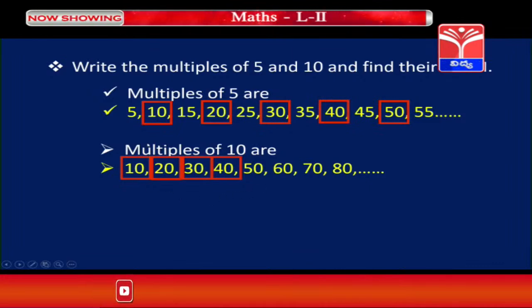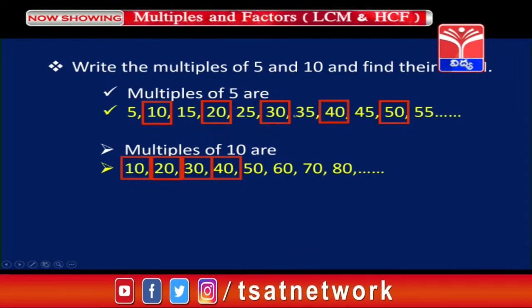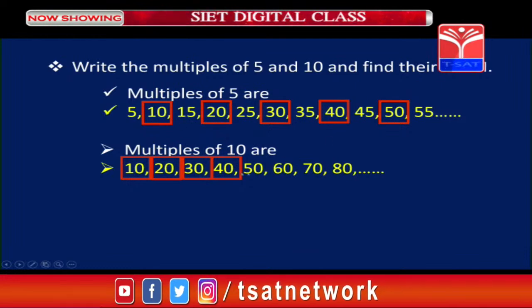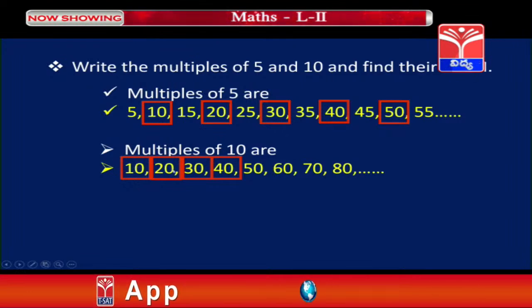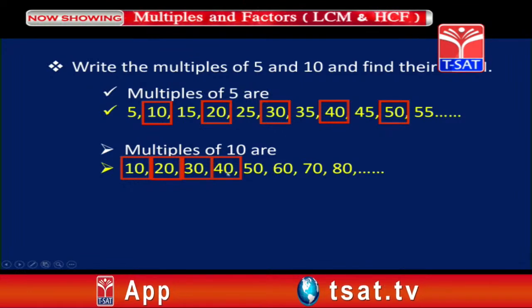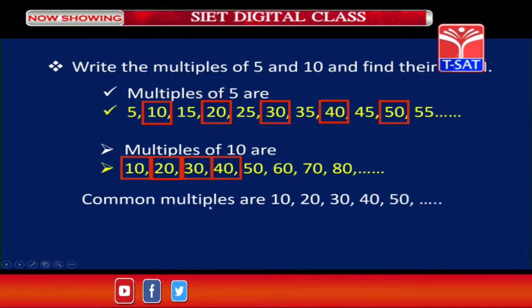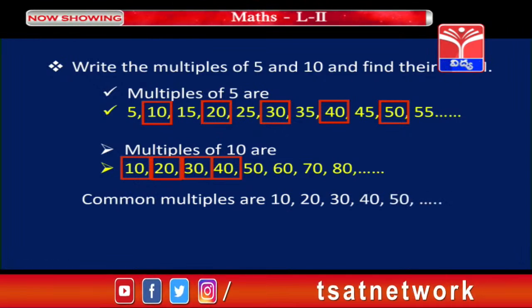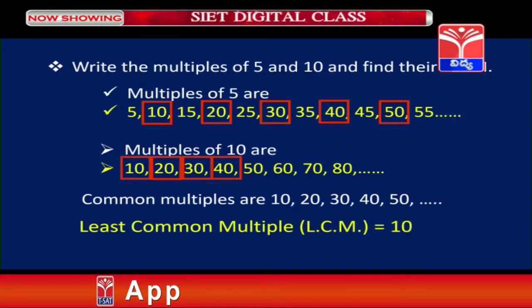Now observe, any observation have you found here? These are the multiples of 5 and these are the multiples of 10. Common multiples are 10, 20, 30, 40, 50. All these are common multiples of both. Common multiples we need to write here and then write the LCM. What is the LCM here? What is the least common multiple here? Yeah, the least common multiple is 10.